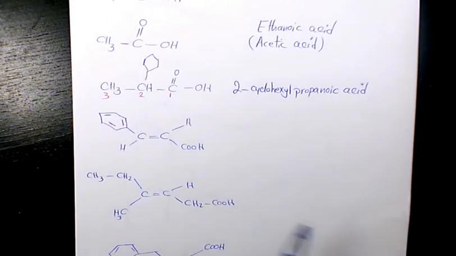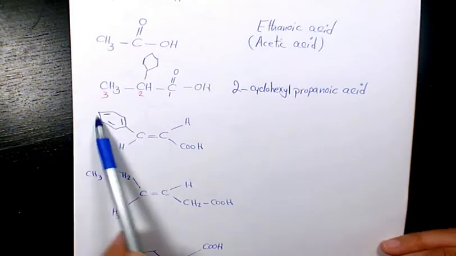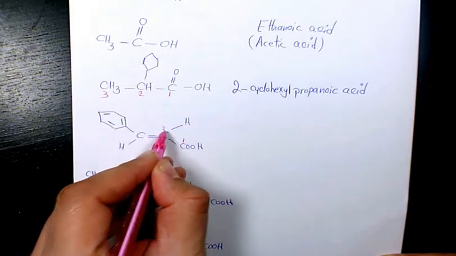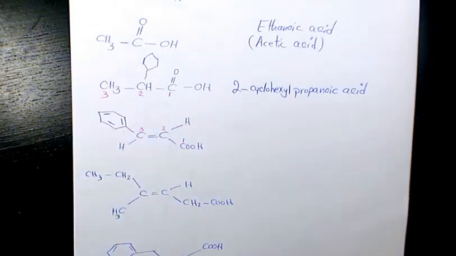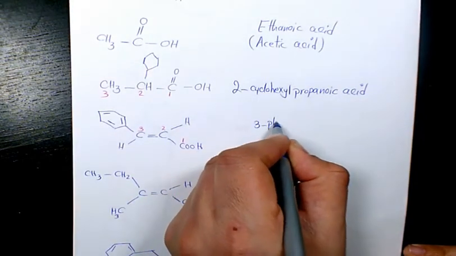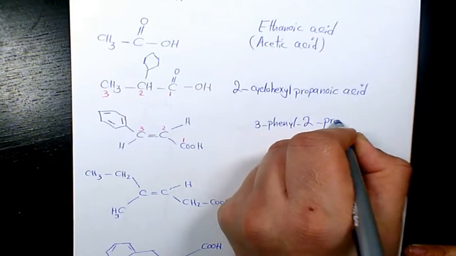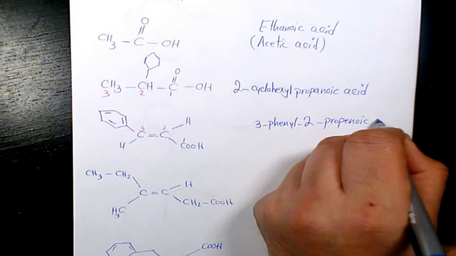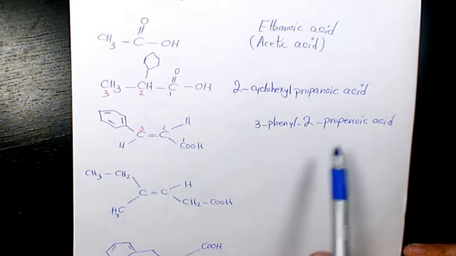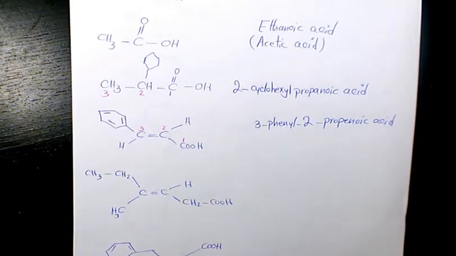This molecule has a double bond and an acid, and here in this case we have a phenyl group. So I'm going to start numbering 1, 2, 3. So I'm going to have 3-phenyl, 2-propanoic acid. Use 2 to show the location of this double bond, and we have propanoic acid, E here, because we are dealing with a double bond.